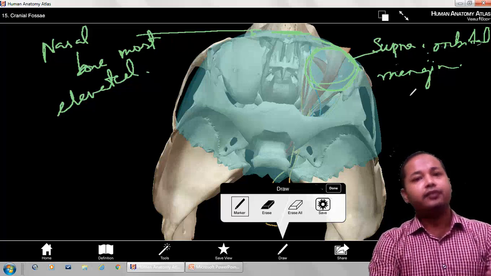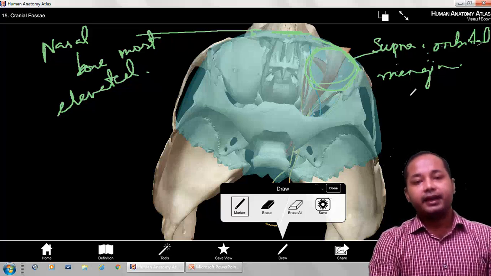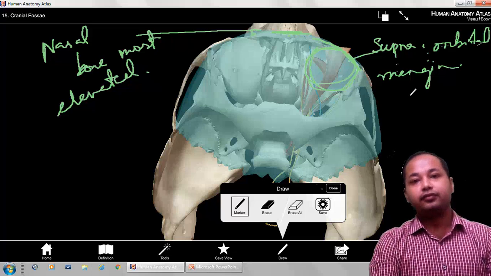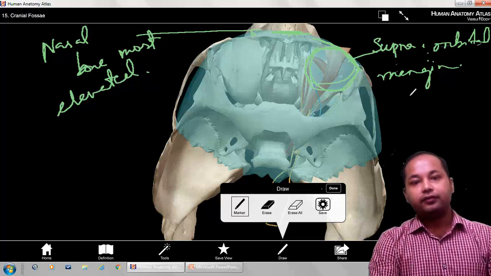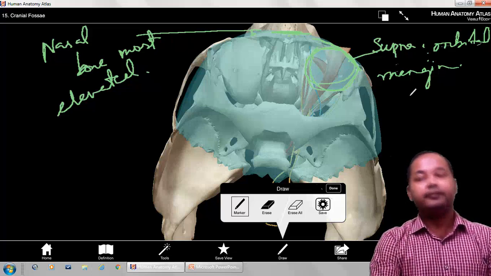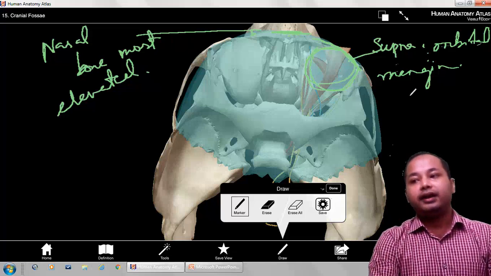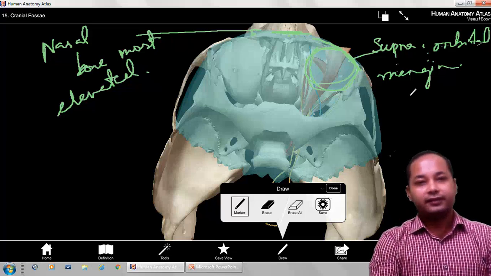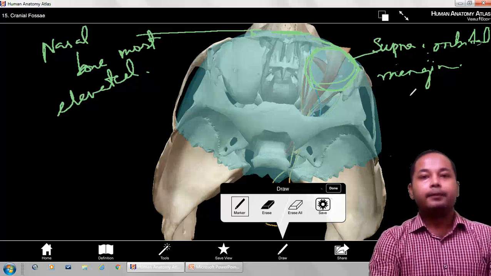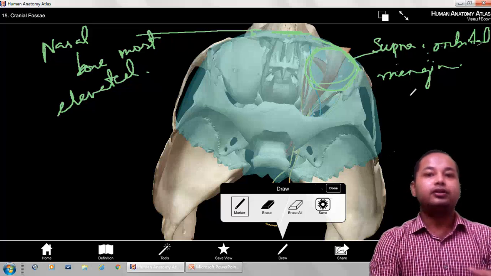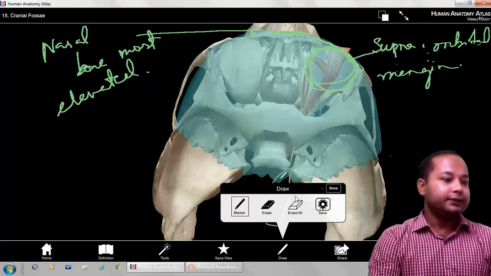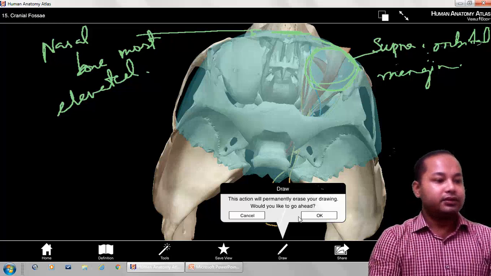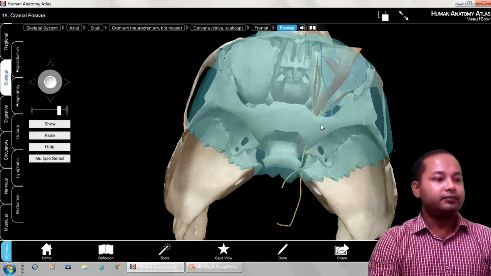So this is the mechanism by which the orbit is prevented from any kind of direct injury from external objects. Leaving aside undulating or uneven surfaces, where of course there is a chance, this is a natural defense mechanism by virtue of its geometry or the structure itself.